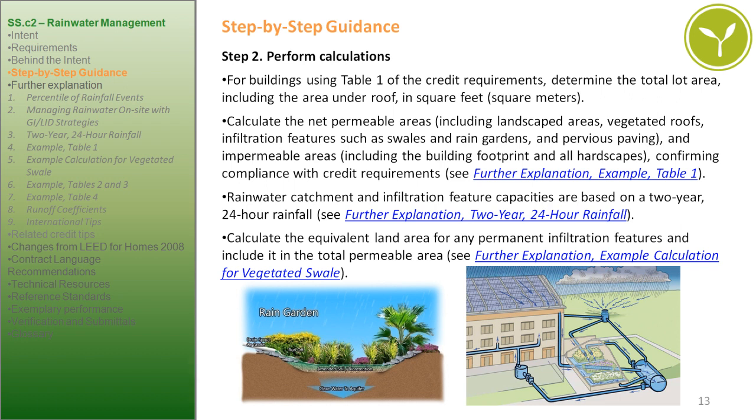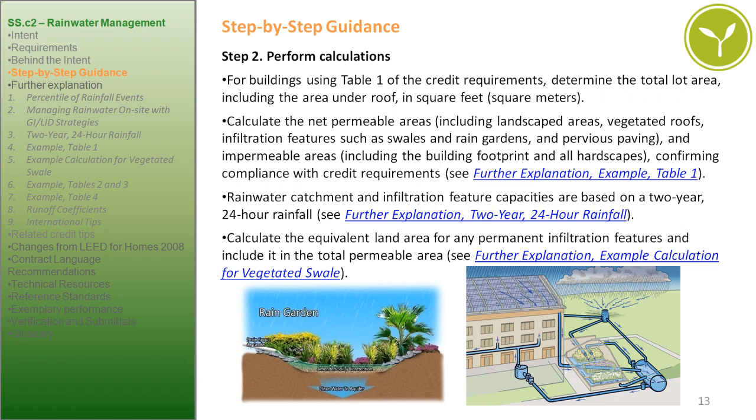Calculate the net permeable areas, including landscape areas, vegetated roofs, infiltration features such as swales and rain gardens, and pervious paving, and impermeable areas, including the building footprint and all hardscapes. Confirming compliance with credit requirements, see further explanation, example Table 1.